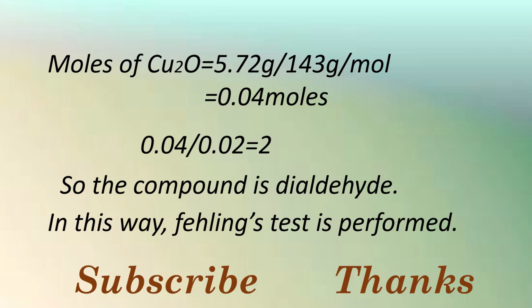Because we have taken 0.02 moles and the calculated moles are 0.04 mole. After dividing, the ratio is 2. So the compound is dialdehyde because the ratio is 2. In this way, Fehling test is performed.